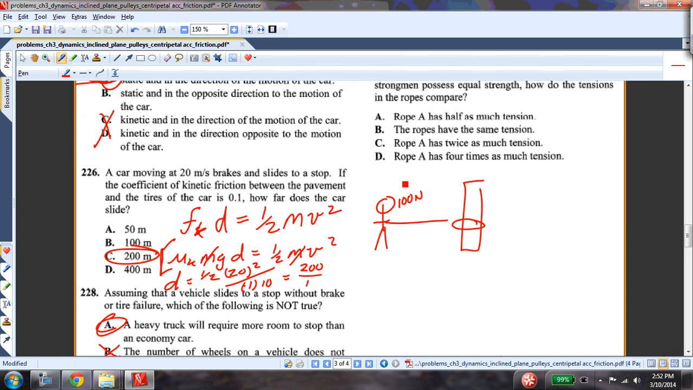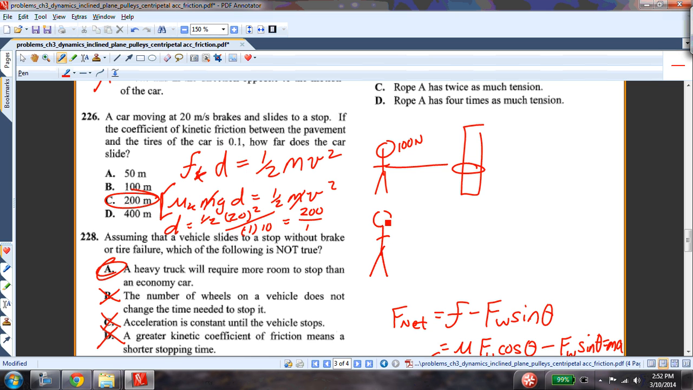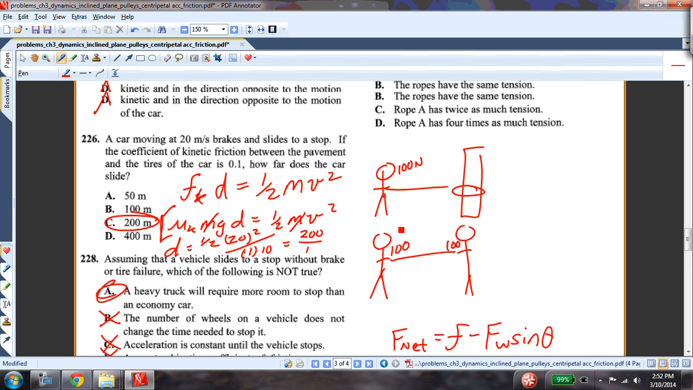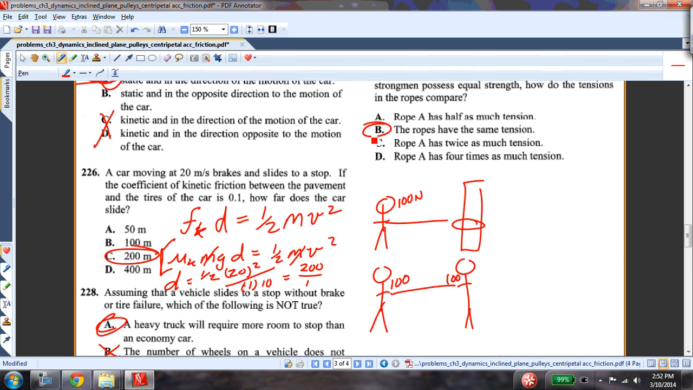All right, and then over here I have 2 guys pulling a rope, they both pull with 100 newtons. The ropes are both going to have the same force acting in them, 100 newtons. Now, imagine that you just replace this guy with a building. That's the same situation, because when this guy pulls with 100 newtons, the building pulls back with 100 newtons.